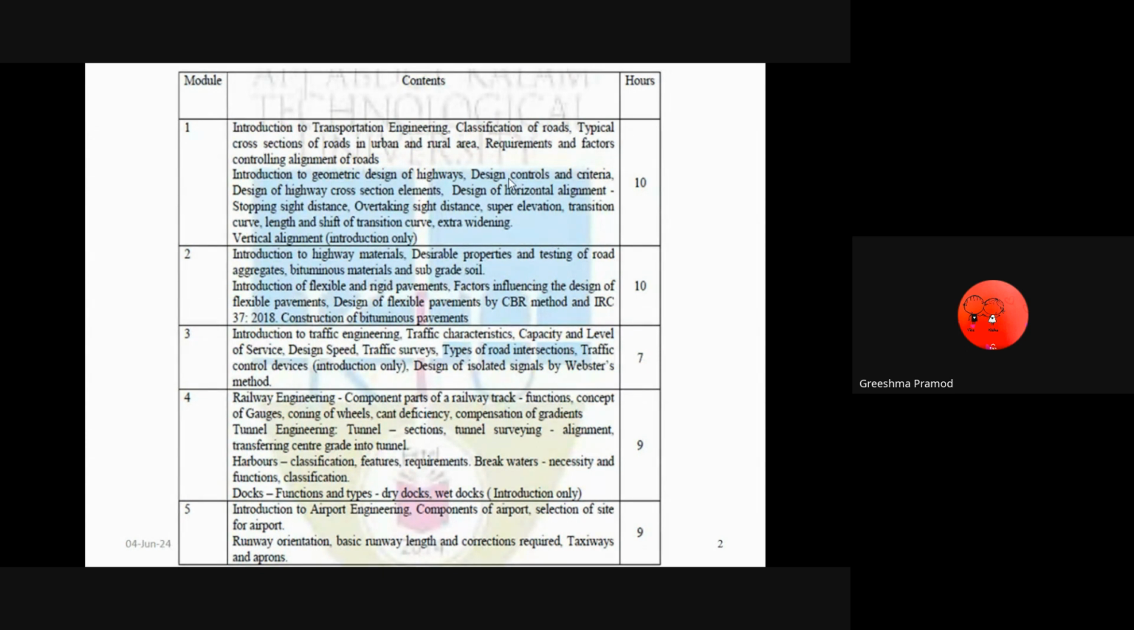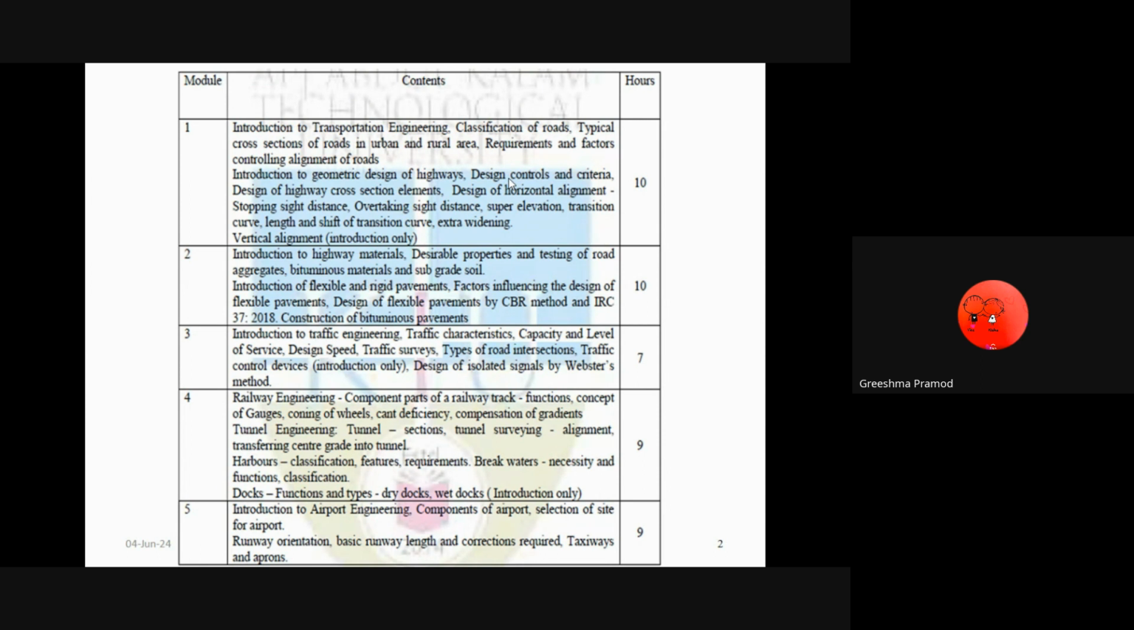Also, overtaking sight distance, which you can also term as safe passing sight distance. You need to consider the analysis as well as the assumptions that are considered in the analysis of overtaking sight distance. That is important. Problems are important. Then superelevation analysis is important, all the problems are important, and the steps considered in superelevation design practice are important.